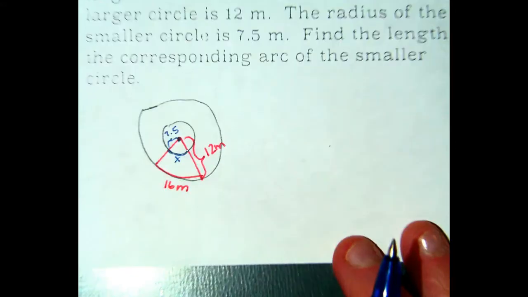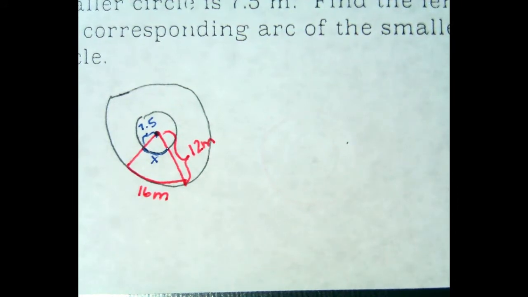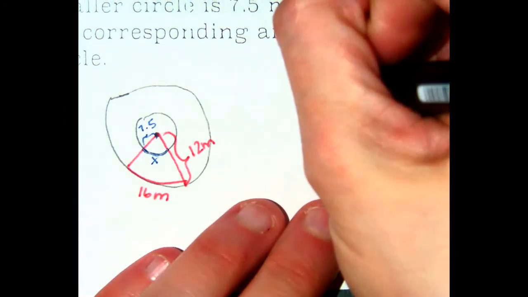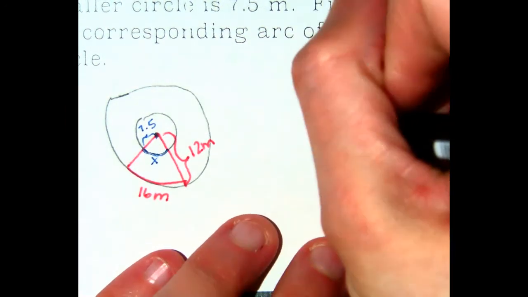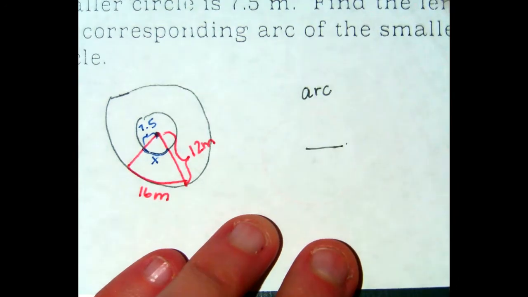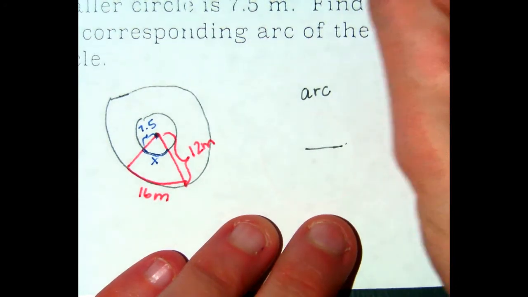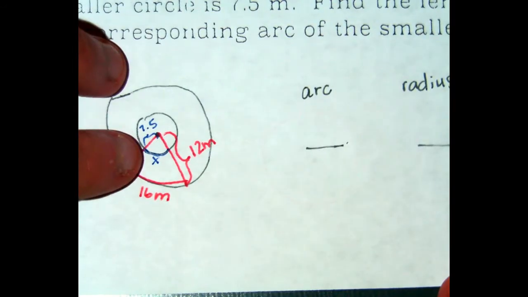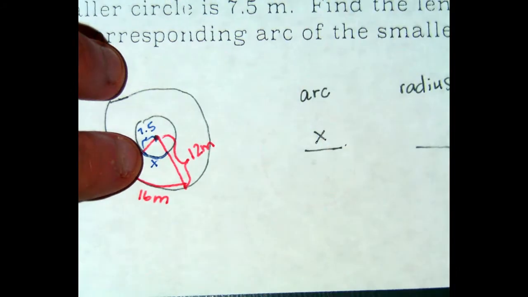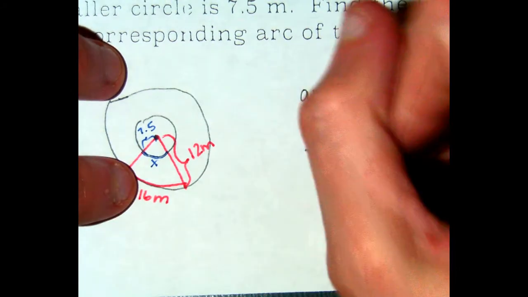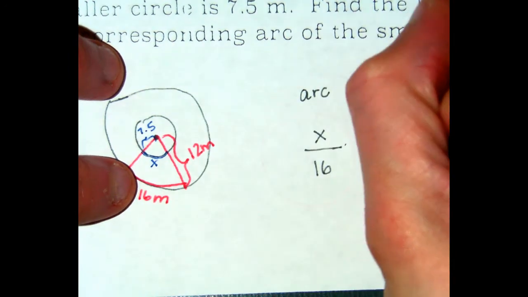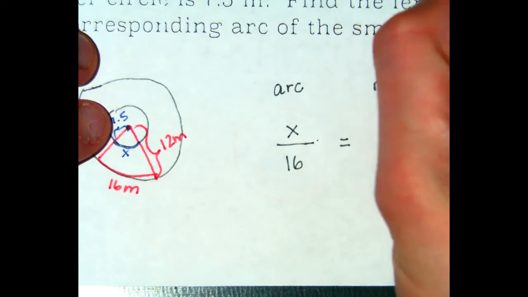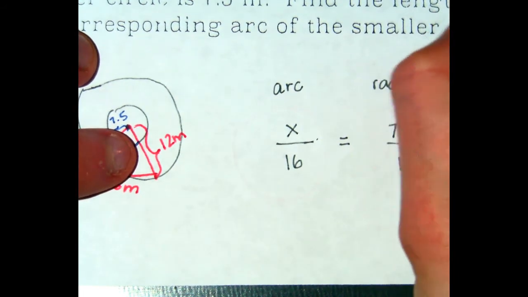We are going to set up a proportion. Here's how I'm going to do it. Doesn't mean you have to do it this way every time, but I'm going to do arc in a fraction, and I'm going to do radius in a fraction. The arc of the small circle is x. The arc of the large circle is 16. That is proportional to the radius of the small circle over the radius of the large circle.